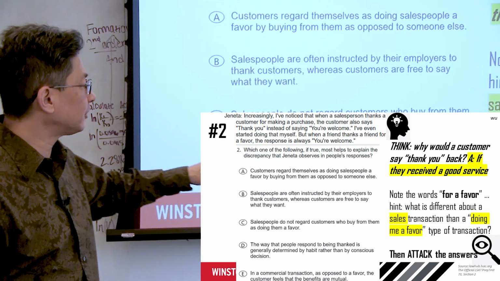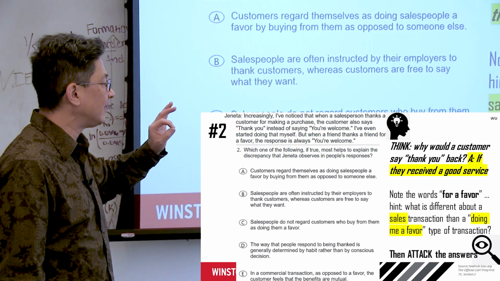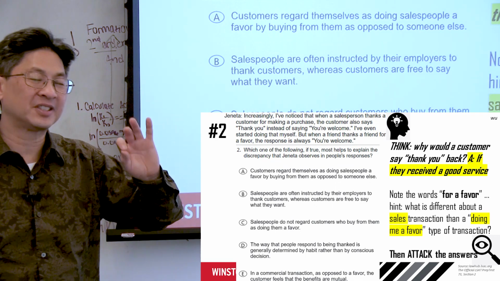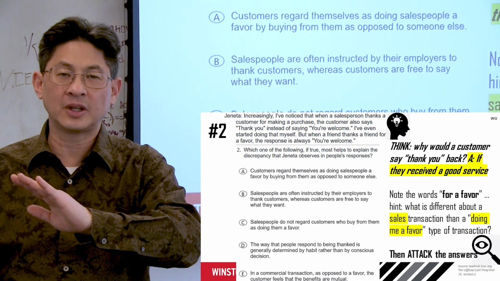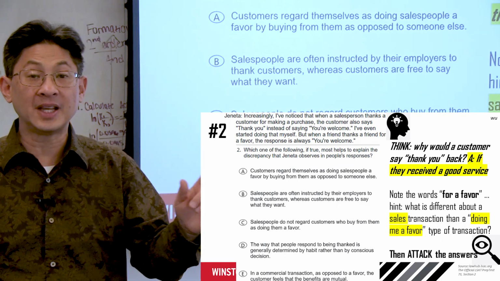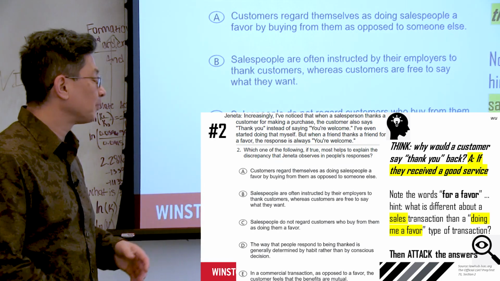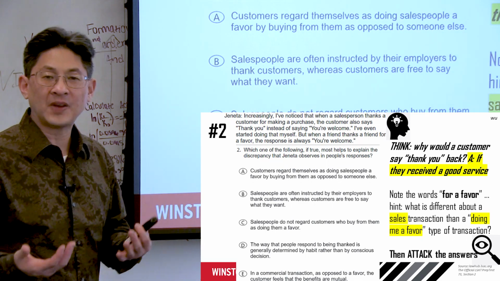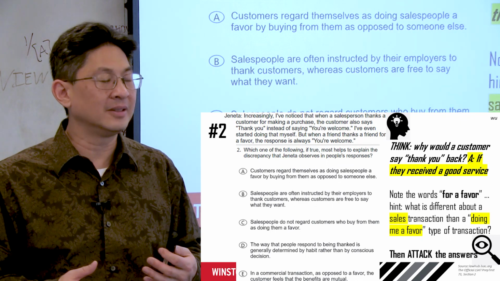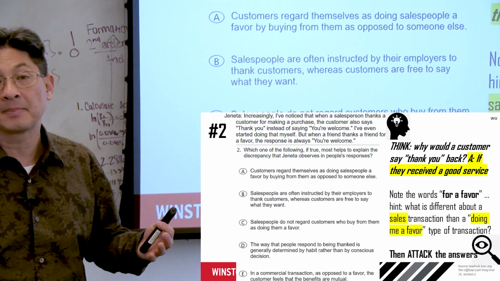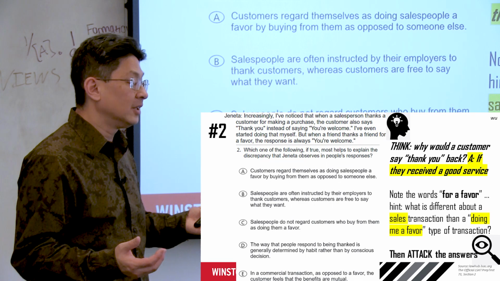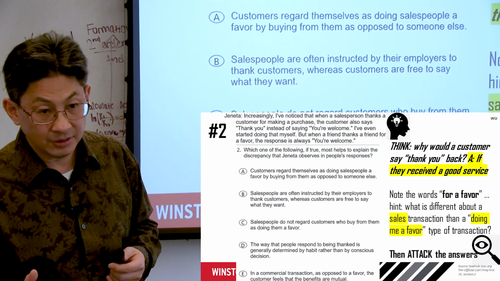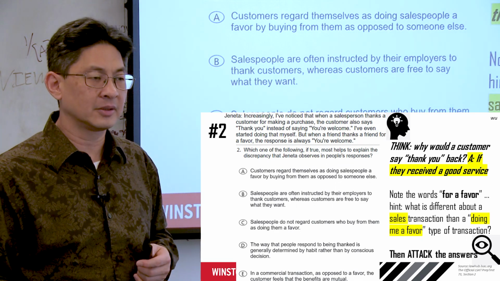There we go. And again, you want to look for keywords. In this particular prompt, you're seeing the words for a favor. Somebody doing you a favor. So what's different about a sales transaction from someone doing a favor? Those are two very different things, and we have to understand why. It's because they're a different style of transaction. When someone does you a favor, they're almost never getting something out of it. So when they do a favor and you say, okay, thank you, they would never say, oh, thank you. No, they did you a favor.